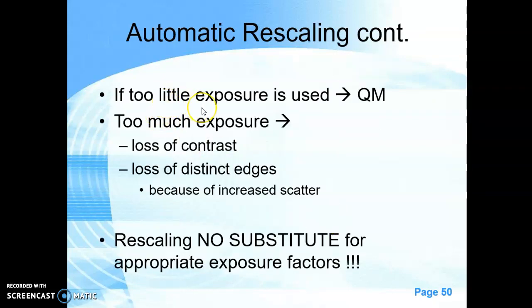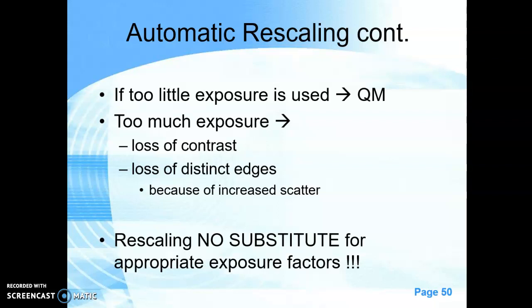Again, if we have too little exposure, our image will have quantum mottle. This cannot be fixed. The image has to be repeated. If we use too much exposure, too high of mAs, too high of kVp, we're going to lose out on contrast somewhat, and we could have a loss of the distinct edges of an image because we have more scatter, usually with higher kVp. So automatic rescaling should be no substitute for appropriate exposure factors.